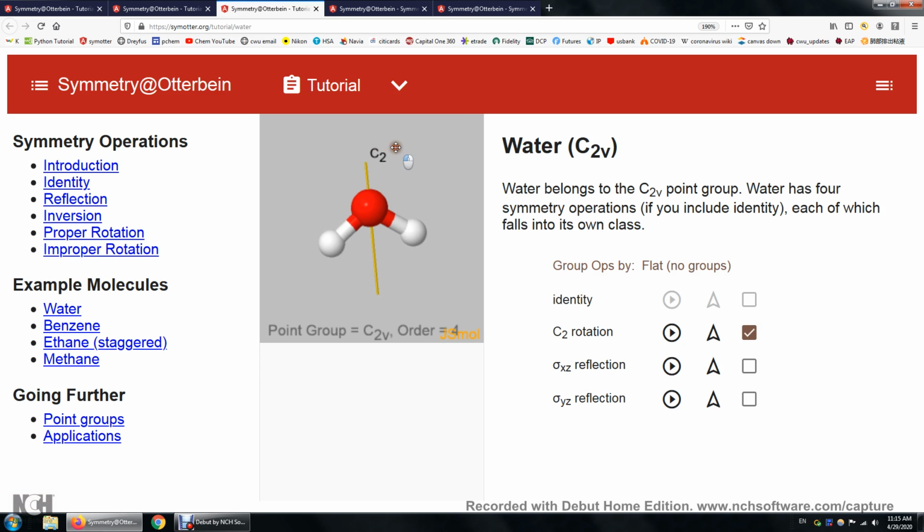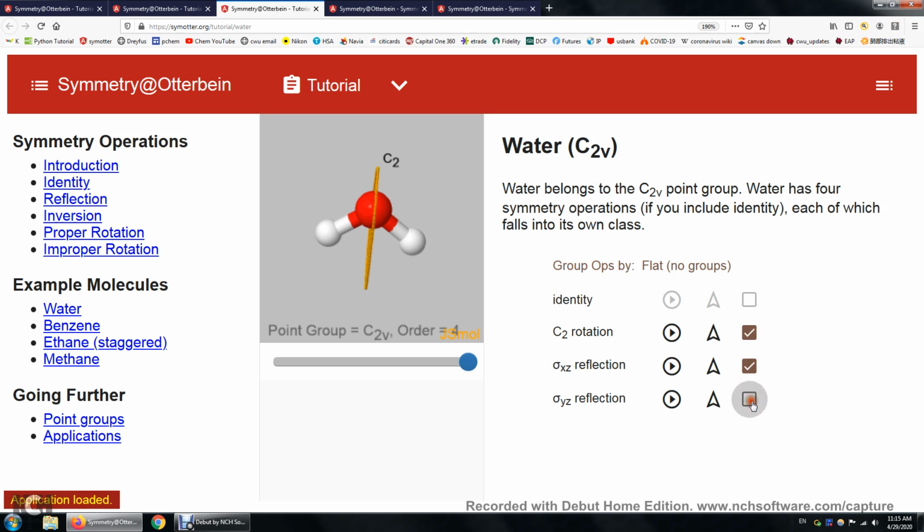Alright, so this C2 axis. And then I'm going to show you how to rotate it about the C2 axis by 180 degrees. And then there are 2 symmetry planes, sigma xz and sigma yz. These 2 symmetry planes both contain the principal axis. So I'm going to show you these 2 symmetry planes. Alright, they both contain the principal axis. These 2 are sigma v's. V stands for vertical. Alright, and then let's do one of the reflection operations.